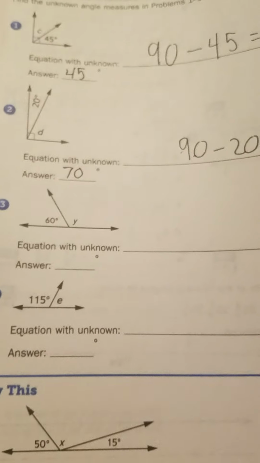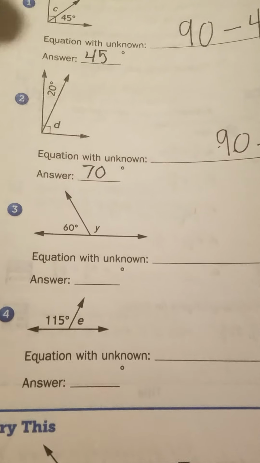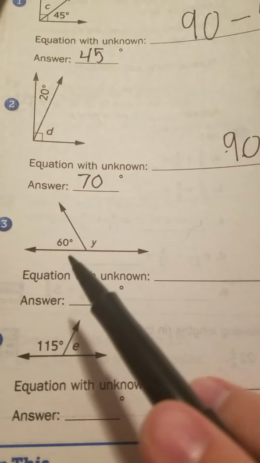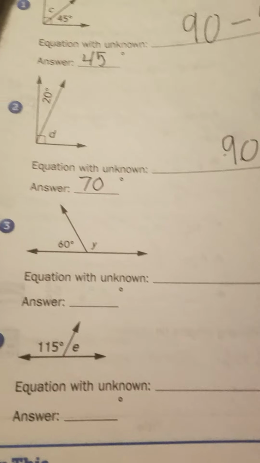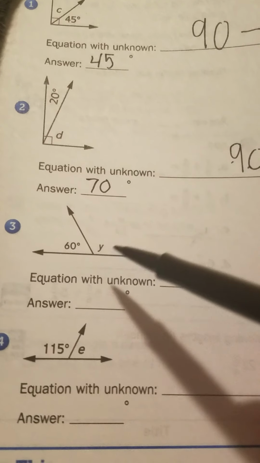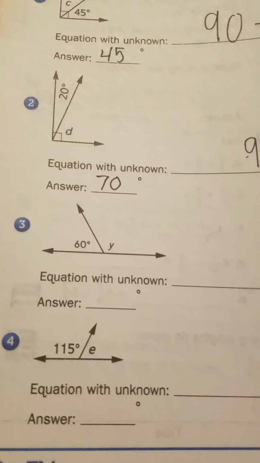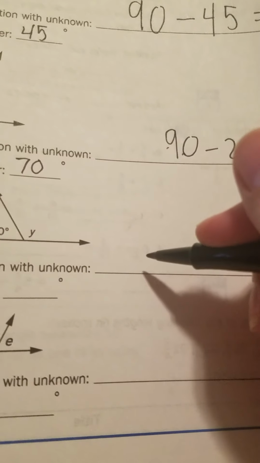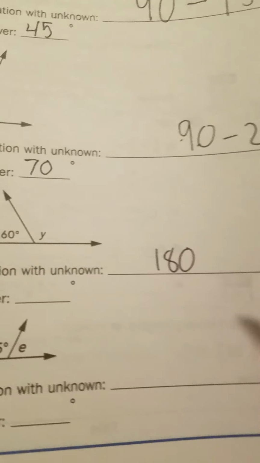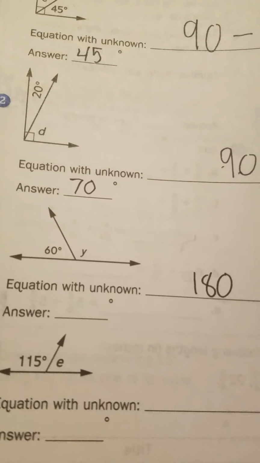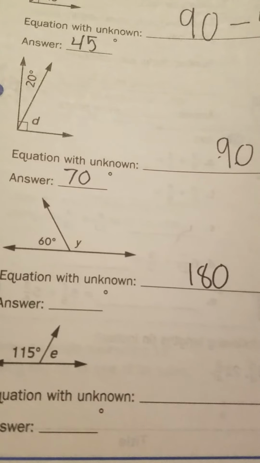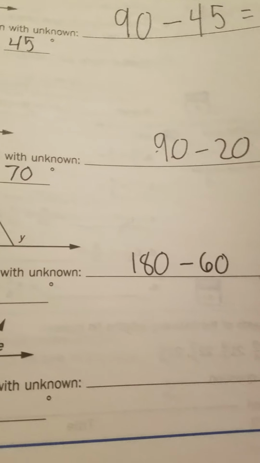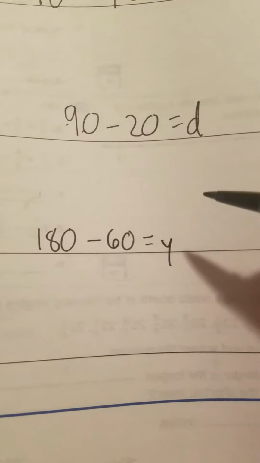All right. So now look at letter C, or number 3, I guess. So this isn't a 90-degree angle. Does anyone remember how many degrees this angle is? A straight angle is 180 degrees. All right. How many degrees does it give us in this equation? We have 60 degrees that we know about, and we are trying to find y.